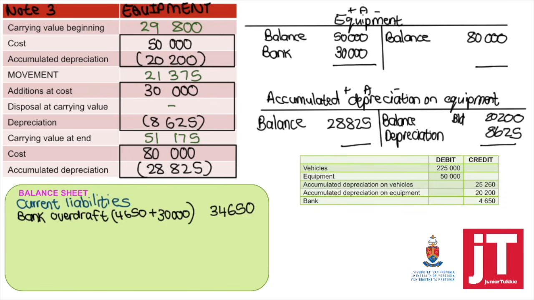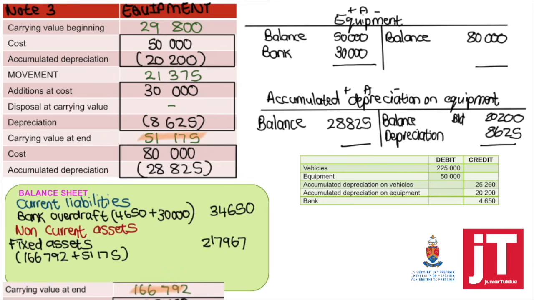In my balance sheet, on the face of the balance sheet, we will have current liabilities, bank overdraft, 4,650 plus the 30,000, and non-current assets. Fixed assets will always be at carrying value, so you have to take equipment plus the vehicles. That equals 217,967.